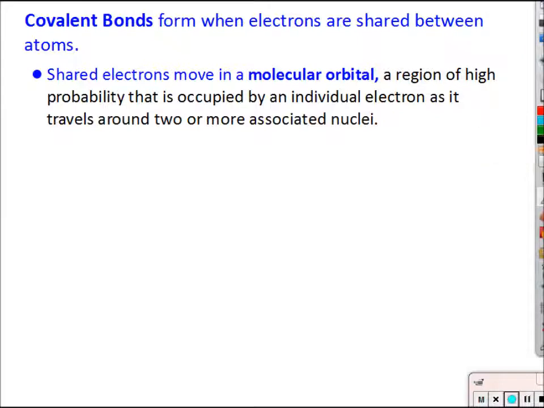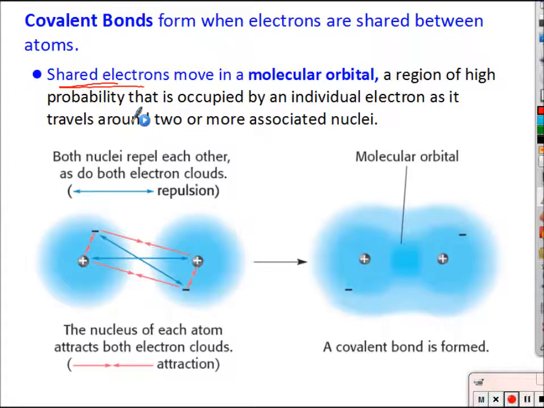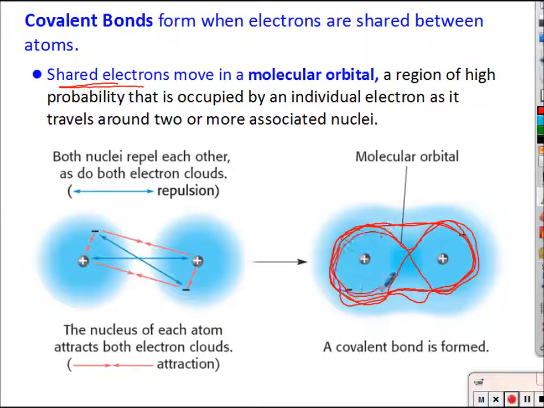A covalent bond happens when you don't have the electron completely transferred. We have something called sharing the electrons. And those shared electrons will actually move around both atoms at the same time. You can see the electrons in this orbital right here. They're orbiting both nuclei at the same time. This whole cloud is all electrons.